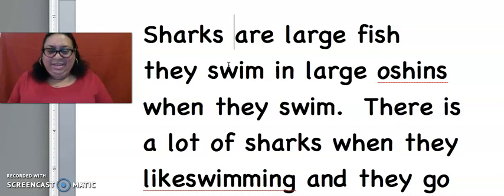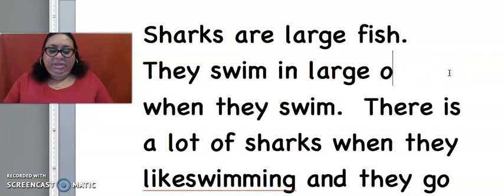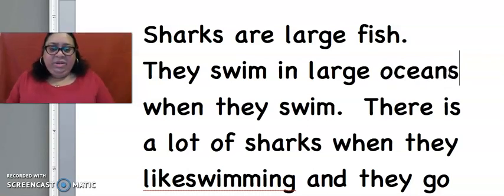What? I don't even think that makes sense. It definitely doesn't sound right. I need to make some changes. Sharks are large fish, period. They swim in large oceans. That's not how you spell oceans. They swim in large oceans when they swim.